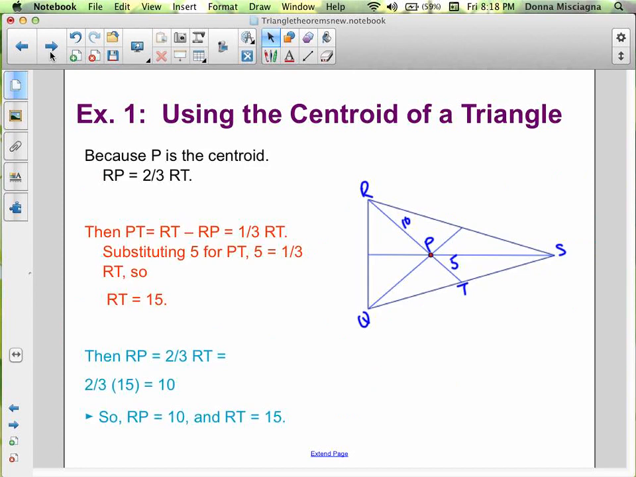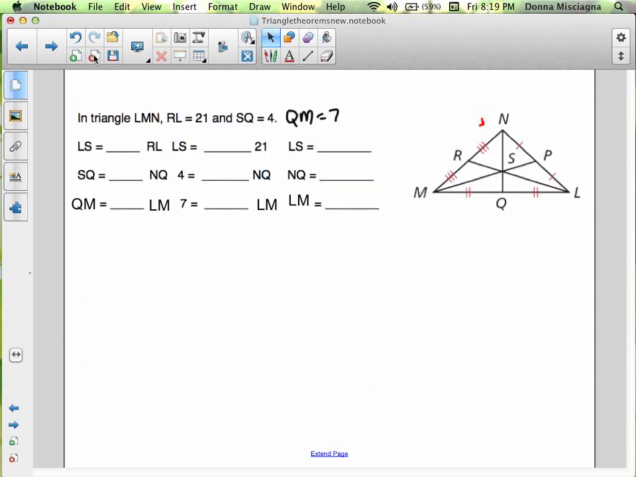Oh, and I happen to have that up there, but I don't need it. We already solved for that. So in triangle LMN, RL is 21, SQ is 4, and QM is 7. And if QM is 7 is not in your notes, add QM is 7. Okay? So we want to solve for all of our missing pieces here. And these are already written as equations. So we're just going to be following along and doing these equations exactly the way it's written.